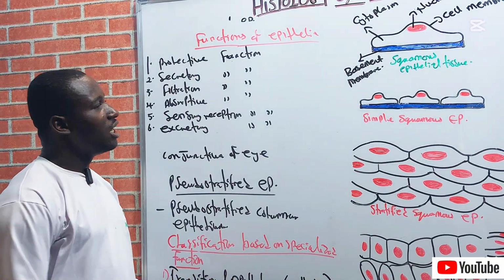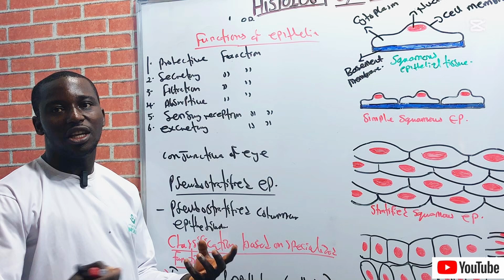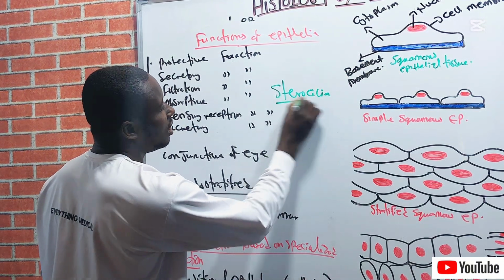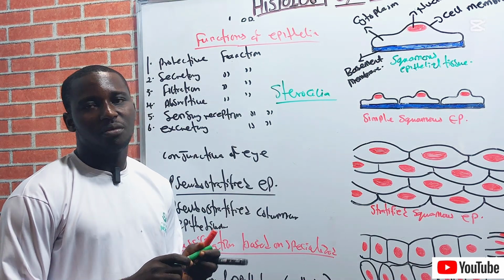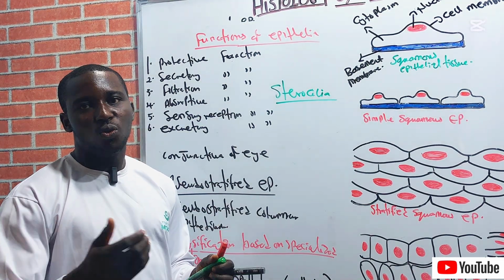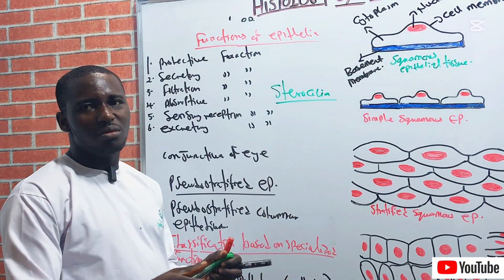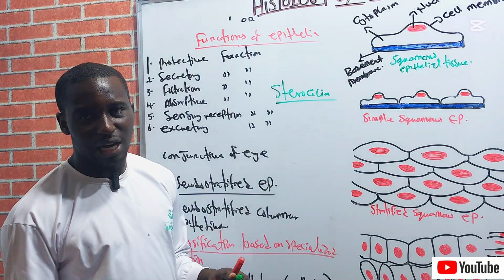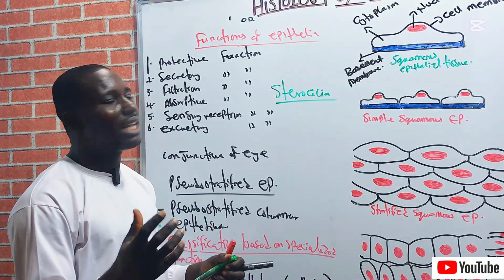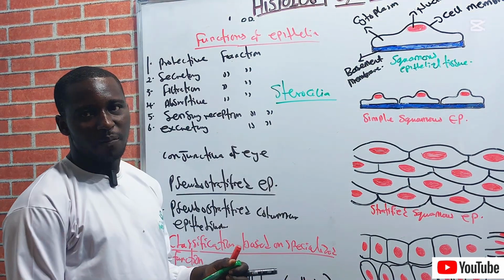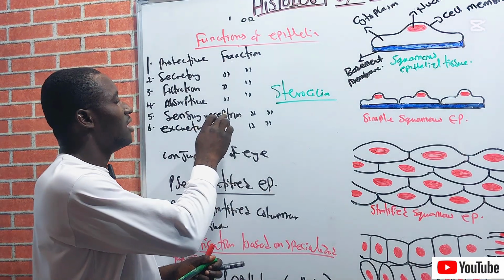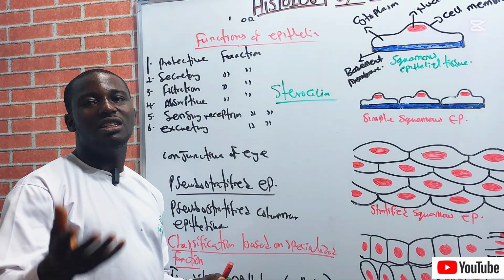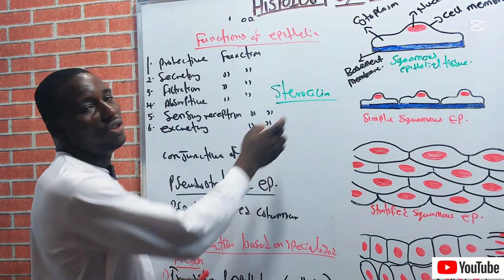Then sensory reception function is talking about the cilia and stereocilia. The stereocilia is a specialized form of microvilli that resemble cilia. Where is it found? It's a very sensitive type of cilia that is found in the inner ear, which is responsible for hearing and balancing. It helps to transmit stimuli from the outside environment to the inside environment. So it helps in hearing and balancing. It is found in the inner ear. So it plays a role in sensory reception function of the epithelia.